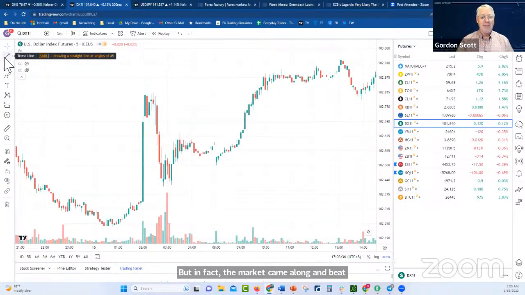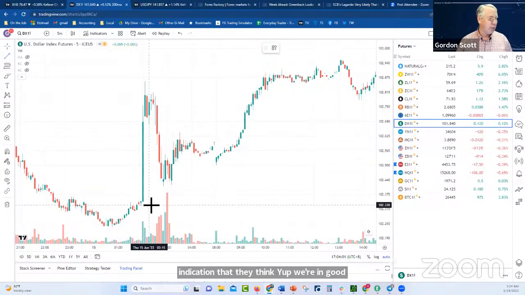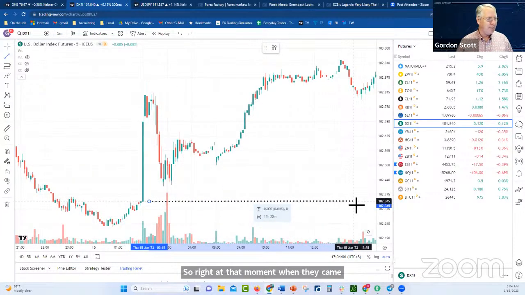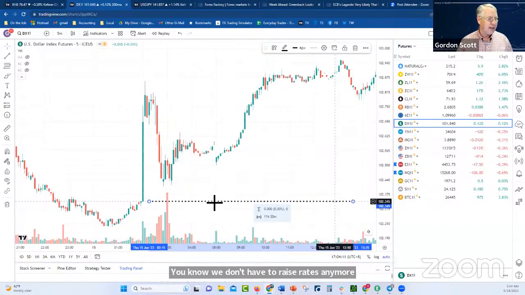That left everybody thinking, wow, maybe the Fed really feels like they've done enough. Maybe they won. They curtailed inflation. They got it right. Maybe the Fed knows what they're doing. Let's see what the Fed thinks. Because if the Fed thinks we don't have to raise rates anymore, that'll be our indication that they think, yep, we're in good shape. And that is exactly what happened. Right at that moment, when they came out and said we don't have to raise rates anymore, that's what happened.